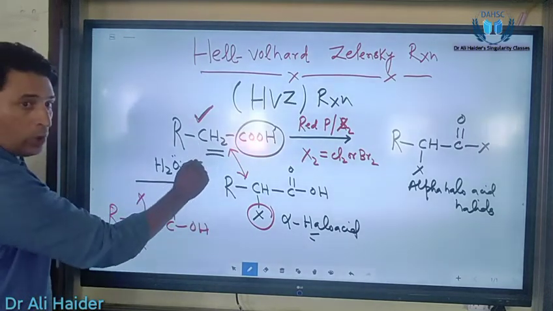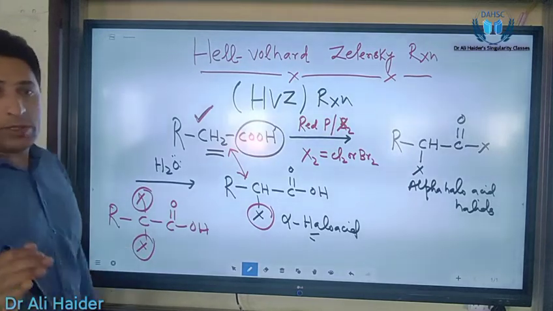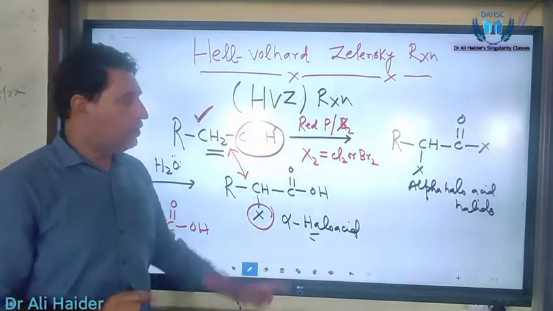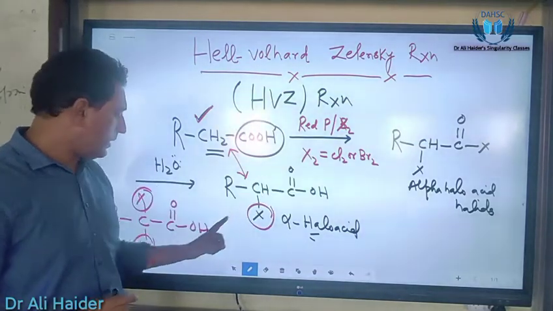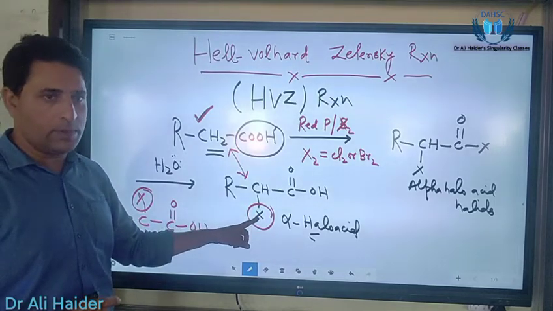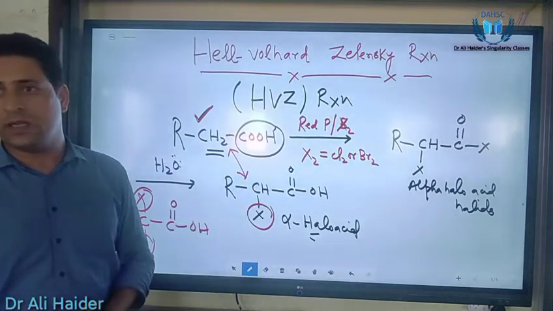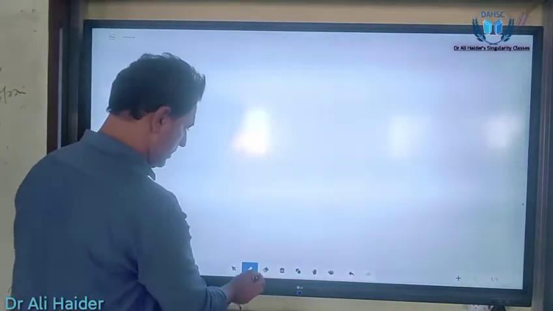How many alpha hydrogens were there? Both are replaced, by what? Halogens, right? Depending upon the amount of halogen you are taking, if you are taking 1 mole, then it will be a monohalo acid. If you are taking excess of halogen, then as many alpha hydrogens as are available will be replaced by halogen. You got it? So let me go directly to the mechanism of this reaction.